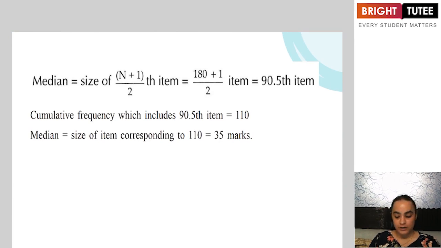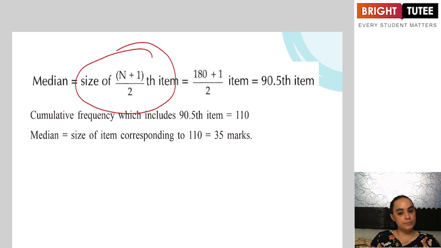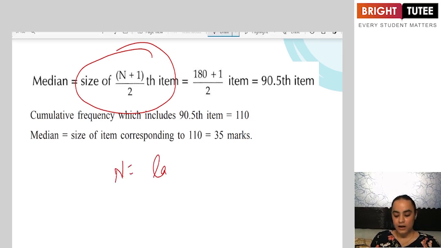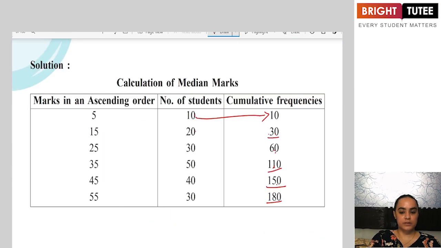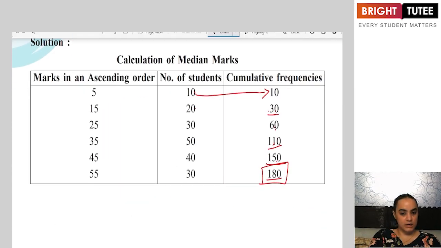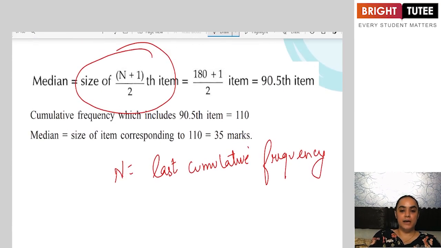Now what is the formula? It remains the same. I have n plus 1 by 2th term. What is my n now? N is the last cumulative frequency. What was my last cumulative frequency as you saw in this question? It was 180. So applying the formula, I get 180 plus 1 divided by 2, which is 90.5th item.